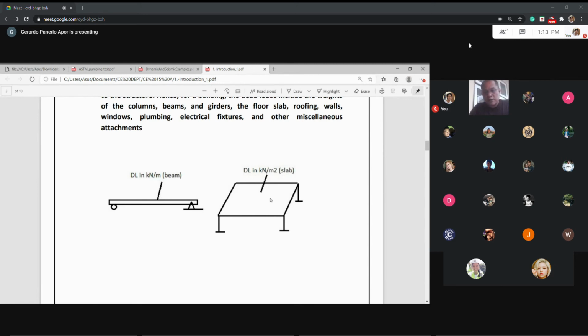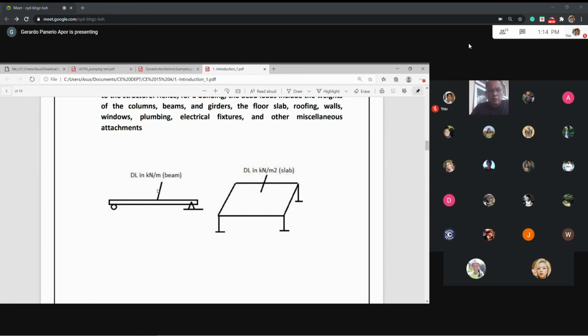So if you have a square, then it's the geometric center of the square. If it is shaped like a triangle, then the concentrated load will act at the geometric center of the triangle. If you have a line load in kilonewton per meter, and you multiply that with the length, you will also get the concentrated load, and it is assumed to act at the center of the line.